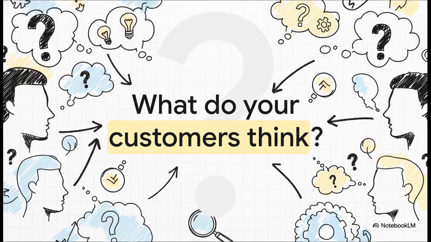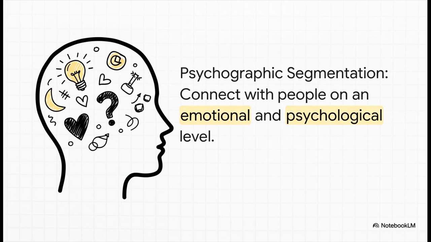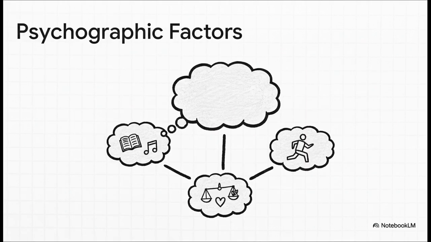Okay, so we know who they are and we know what they do. But to really, truly connect with them, we've got to go deeper. We need to ask, what do they think? This brings us to our third lens, psychographic segmentation. This is where we move beyond just the data and we get into the why. This is about connecting with people on a much more emotional level by understanding what's going on in their inner world. So this lens looks at their interests, their hobbies, their core values, their whole lifestyle. For example, an eco-friendly skincare brand wouldn't just target women aged 25-35, they would target women who really value sustainability. That shared belief creates a much, much stronger bond than demographics ever could alone.